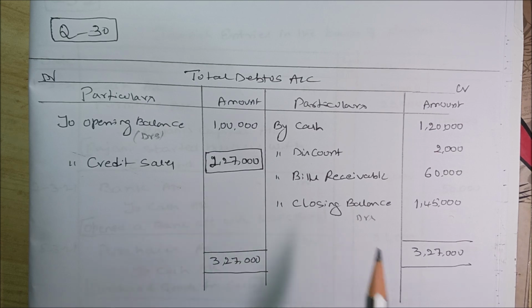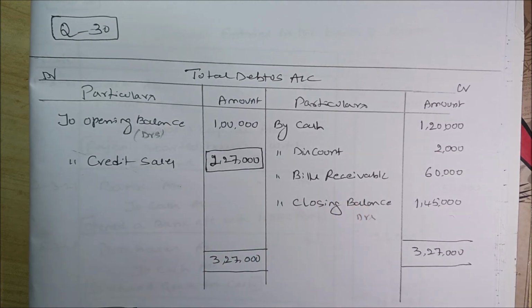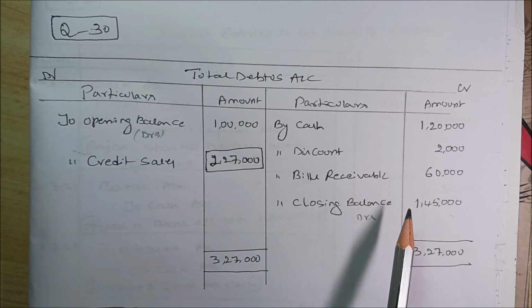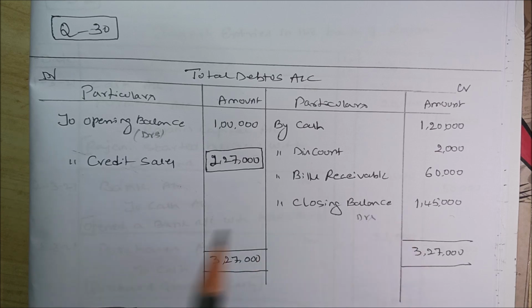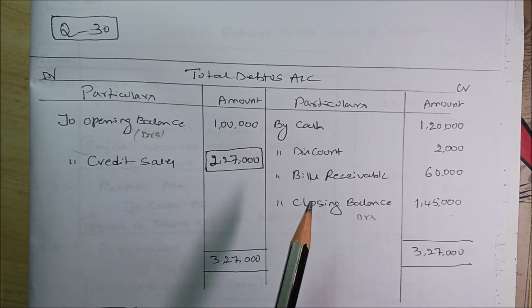You can find out credit purchases also, exactly opposite. By opening balance, to cash, to discount, to bills payable, to closing balance. Then on the other side you will get credit purchases. So debtors account and creditors account are very easy. You can score 6 marks.